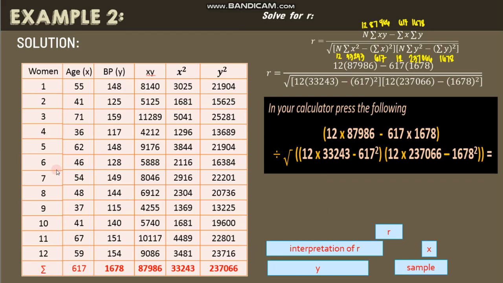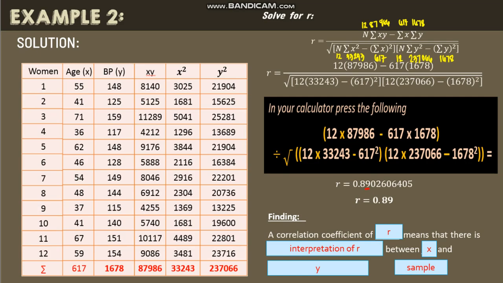So the answer is 0.8902606405. So again, ang kinukuha po natin dito ay 2 decimal places. Kaya round off po natin siya. So magiging sagot ay 0.89. 2 decimal places lang po ang kinukuha natin. So ito na po yun. So we got 0.89. And for the findings or the verbal interpretation, meron po tayong paragraph na ginagamit. So we have a correlation coefficient of R means that there is blank.